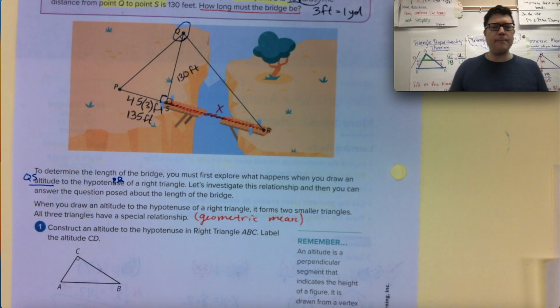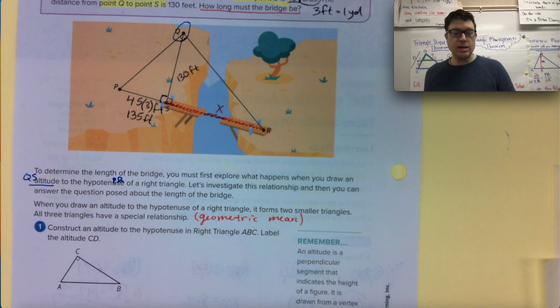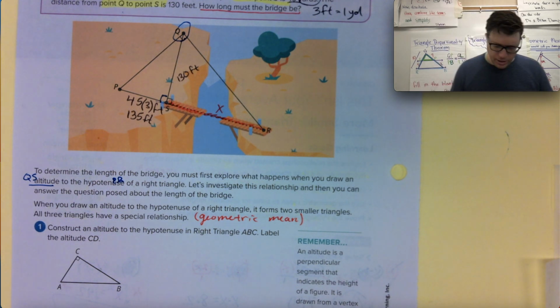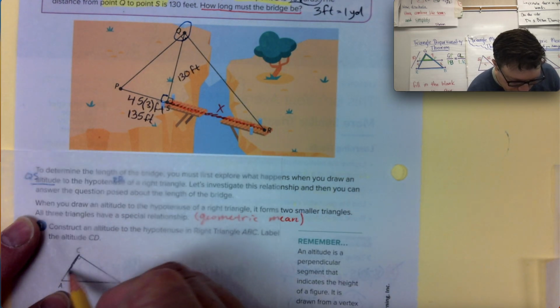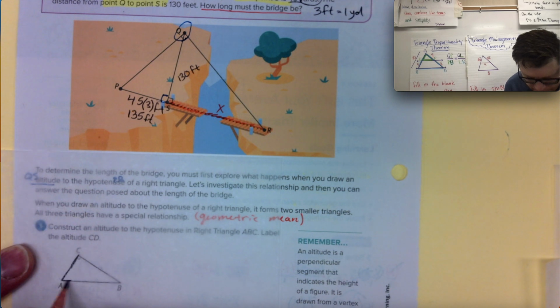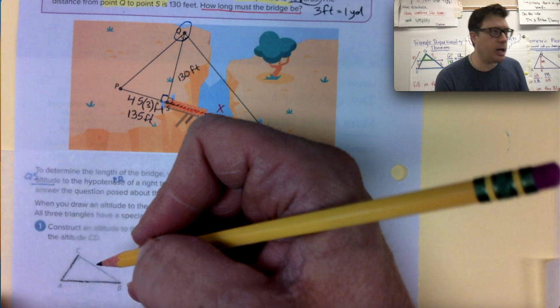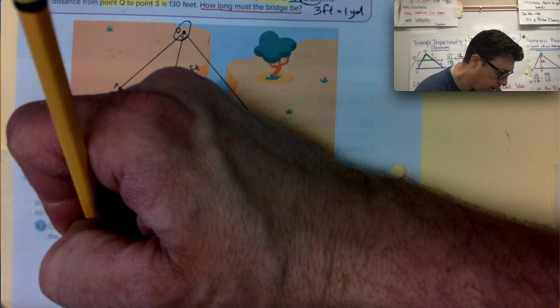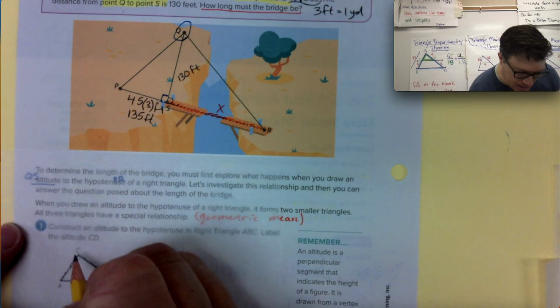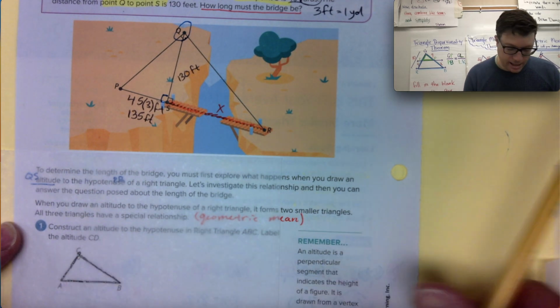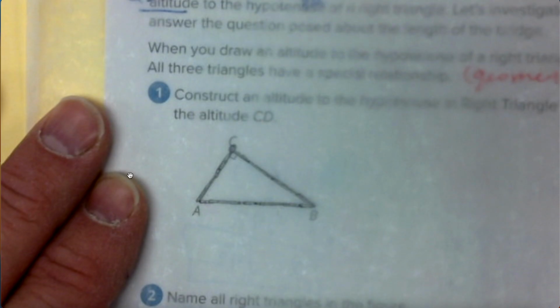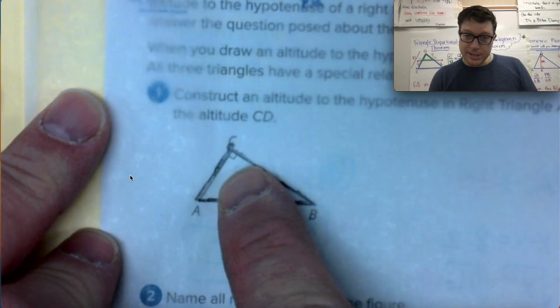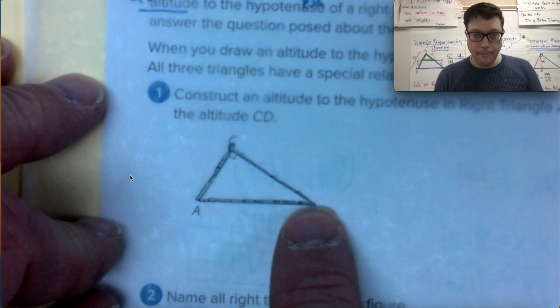Construct an altitude to the hypotenuse in right triangle ABC, and then label the altitude CD. There's a special technique to doing this. It involves creating a perpendicular line from a point not on the line. The best way to do that is to acknowledge point C right here. Point C is the point not on the hypotenuse AB.